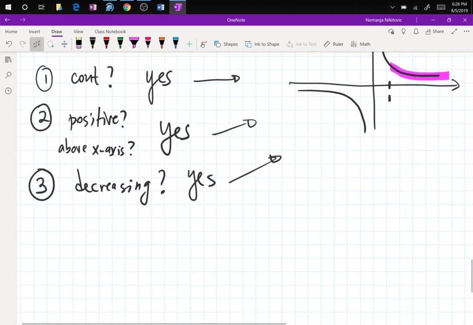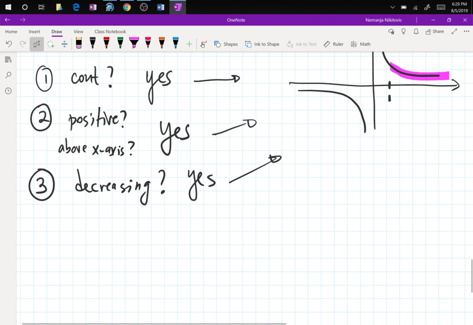Continuity, you use those proofs from Calculus 2, where you say all polynomials are continuous. Quotient of continuous functions is a continuous function provided the denominator cannot be 0. 0, which would make our denominator 0, is not in our domain, therefore the denominator is never 0, and this is a continuous function. It's a very simple paragraph that you write to prove that it's continuous.